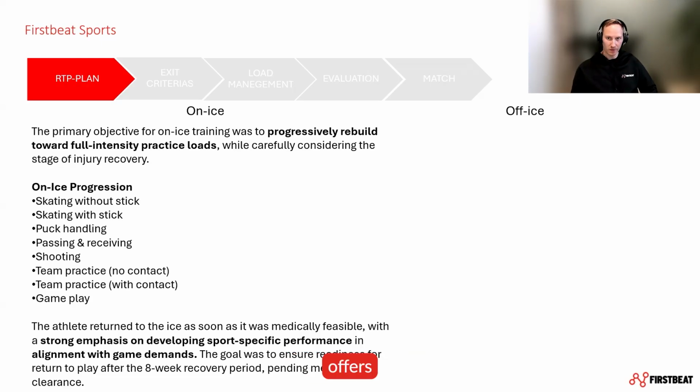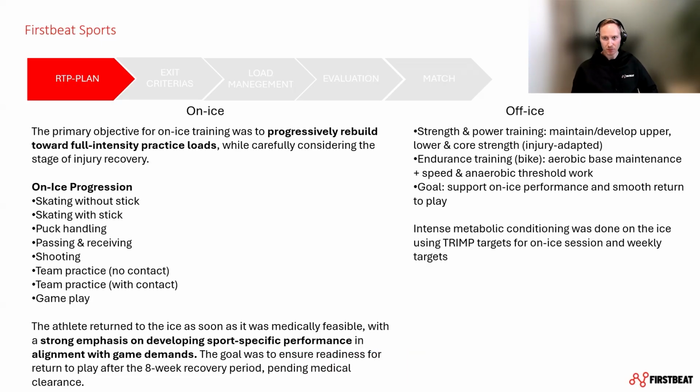What they did off ice was the following. In strength and power training, they concentrated on maintaining or developing upper, lower, and core strength, of course injury-adapted, on the things that you can do with the broken wrist. Endurance training, mostly on bike, aerobic base maintenance plus speed and anaerobic threshold work. And the goal was, of course, to support the on-ice performance and smooth return to play.